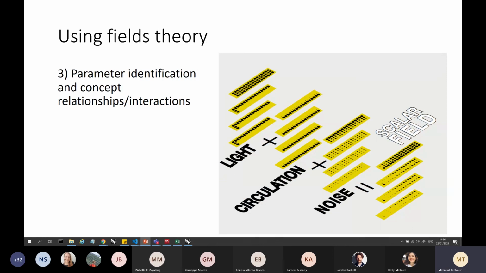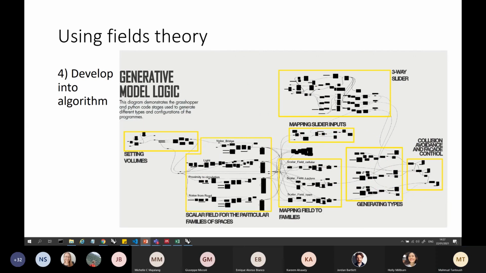So this is thinking about fields in terms of light, circulation, and noise, the different requirements of different parameters, and the different requirements of different programs and spaces and the relationships between them. So here are fields, for example: a lecture theater will need to be in a place where it doesn't need light. That's not a priority, but noise is a very important aspect, right? So thinking about how these different conditions within my volume or within my building affect where I should place certain programs. And then you develop the spatial strategy.